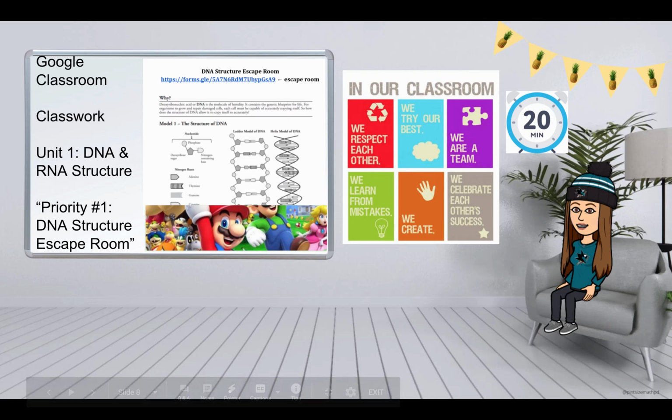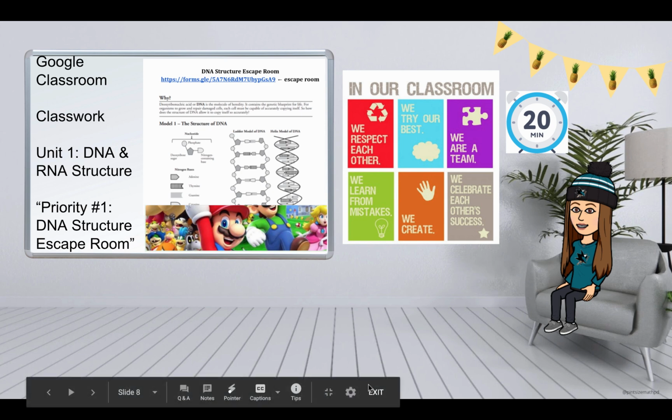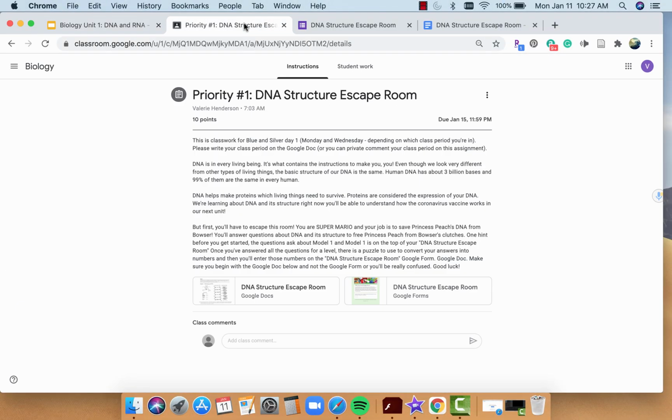Okay, these are going to be the instructions for the DNA structure escape room. In Google Classroom, go to the classwork section at the top, then the Unit 1 DNA and RNA structure section, and open priority number 1, DNA structure escape room. You should see two pieces in there: a Google Doc and a Google Form.